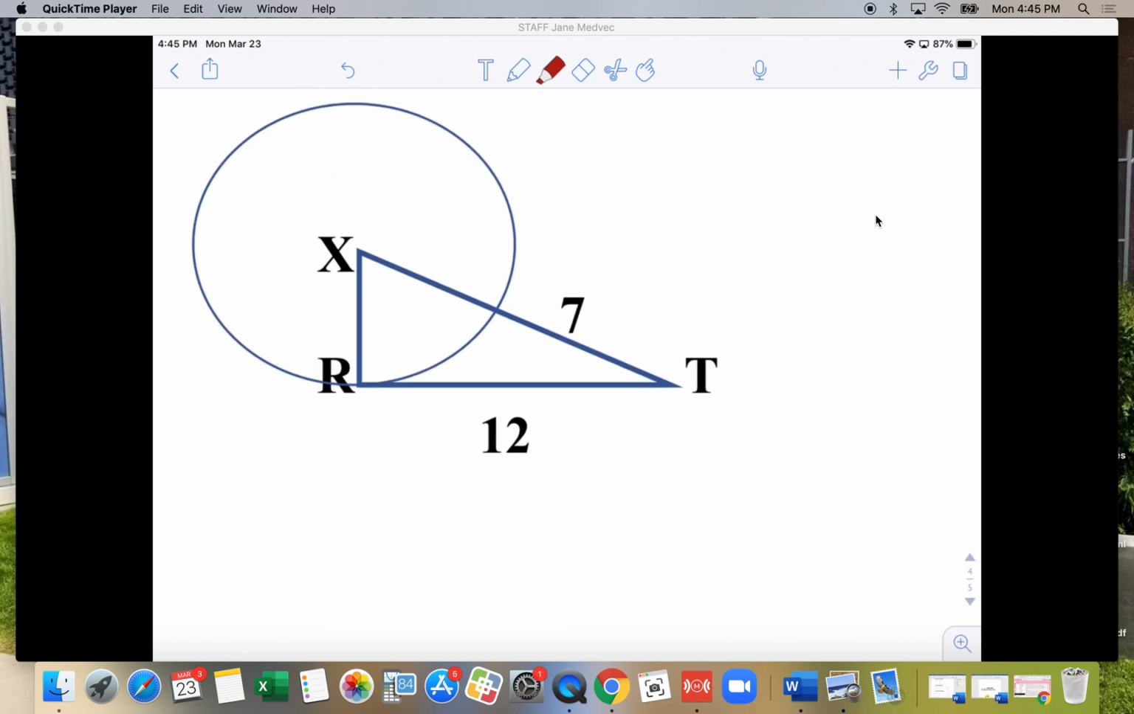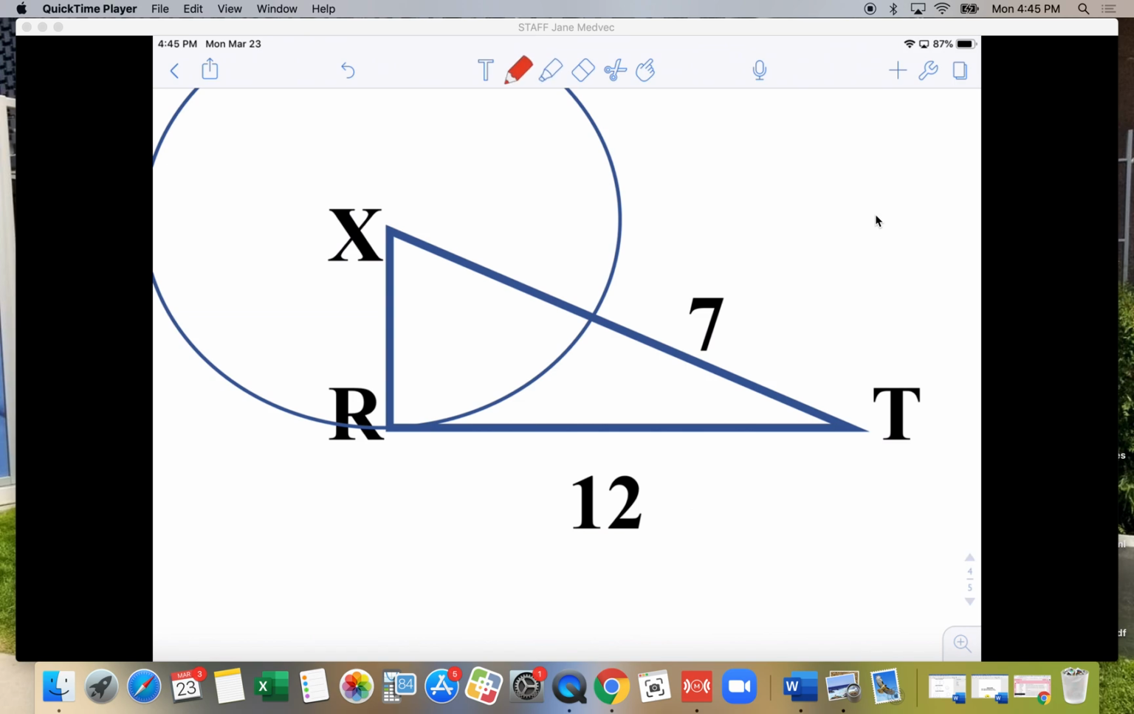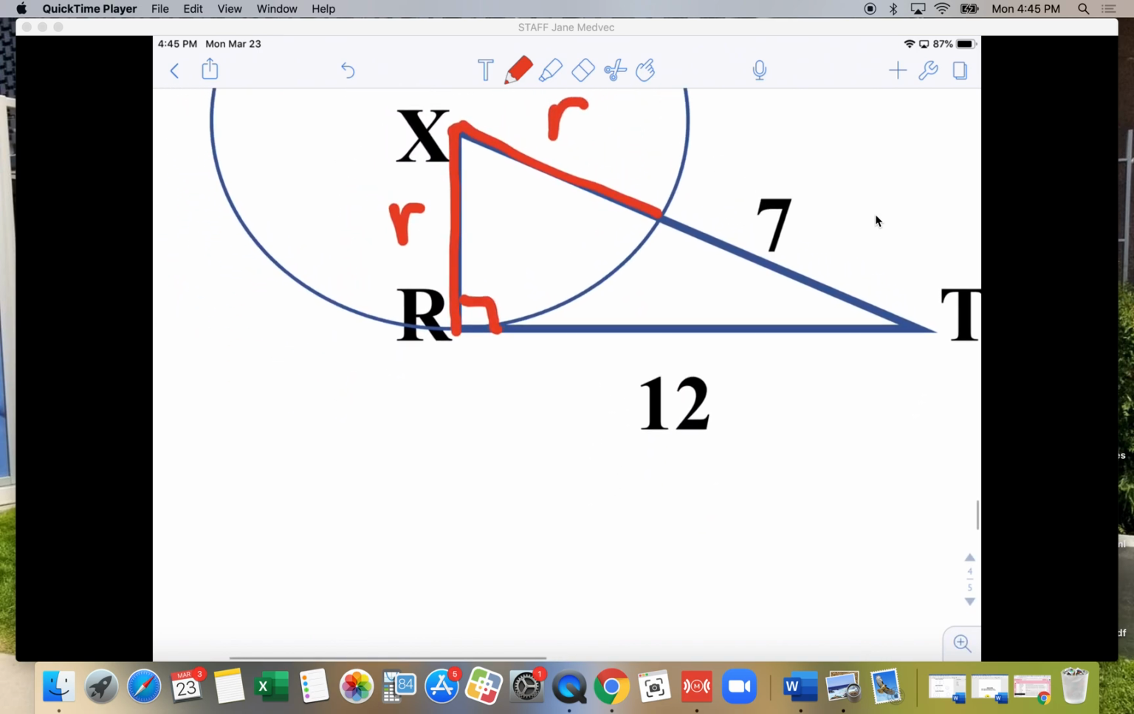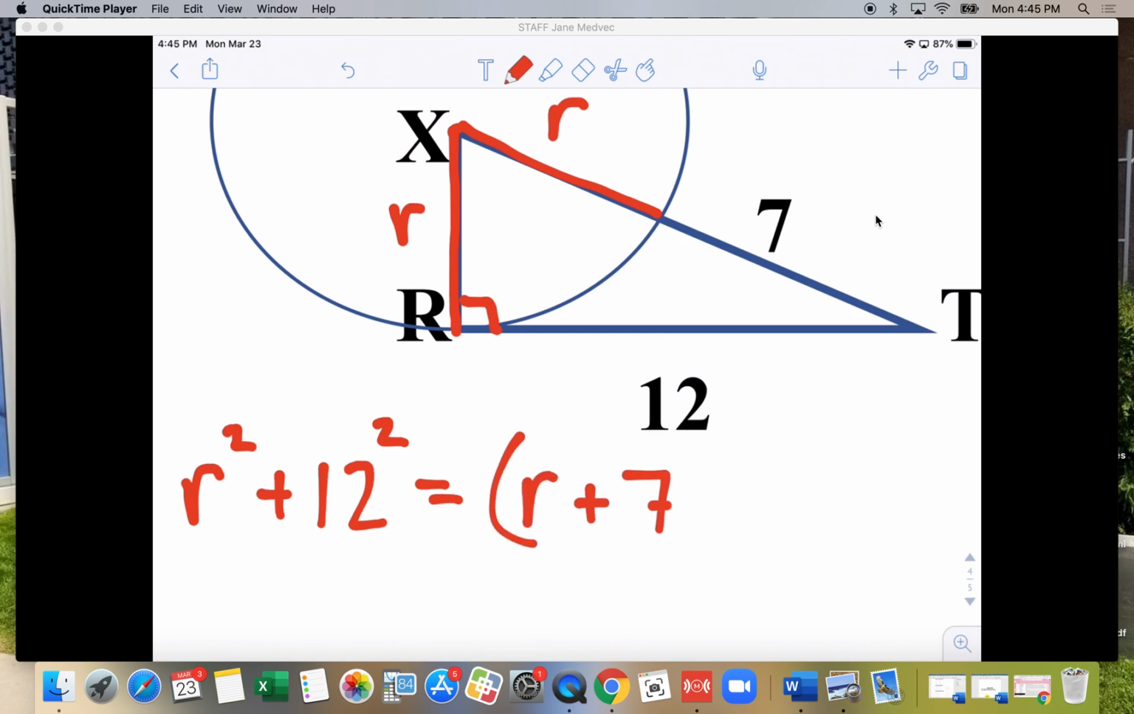And so what I'm trying to find in this is, remember, the radius is from the center out. This is the radius, and from here to here is the radius. And what we're going to use is the Pythagorean theorem, because RT is tangent to the radius, so I know that's a right angle. So to do this, we're going to set up our R squared plus 12 squared equals (R plus 7) squared.